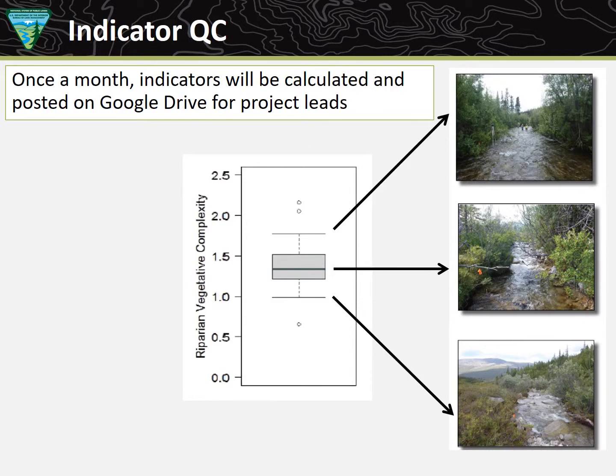Once a month, indicators will be calculated and posted on Google Drive for project leads. The National AIM team will do some preliminary checks on these computed indicators to ensure values fall within possible ranges, but QC of computed indicators is primarily each project lead's responsibility. Indicator values should be evaluated in ecoregional and other ecological contexts after reviewing the values and photos. Specifically, QC could include viewing min and max indicator values, creating box plots to view the distribution of values and comparing recent values to values from previous years.